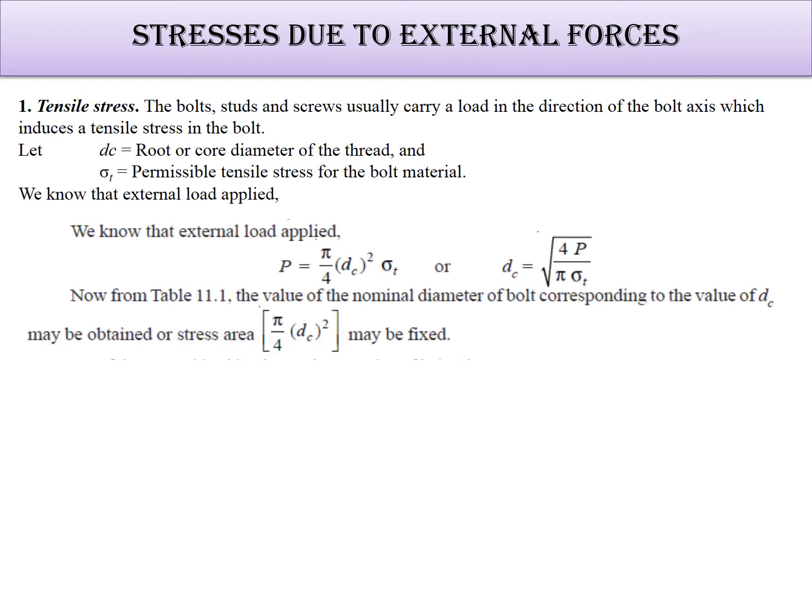So Dc is the core diameter, sigma t. Based on that, the external load applied is equal to P, is equal to pi over 4 Dc square into sigma t. Yes, just remember the same technique which we have used in the knuckle joint and cotter joint, where Dc is what? Square root of 4P upon pi into sigma t. Based on this, you can find out the core diameter also.